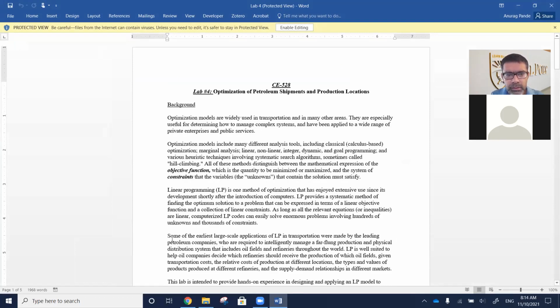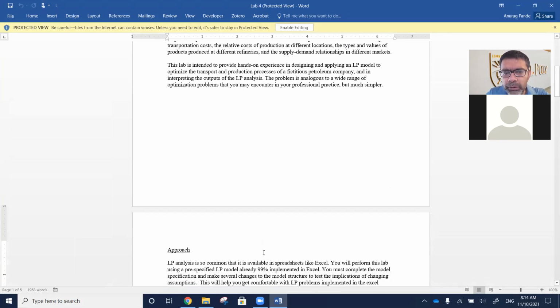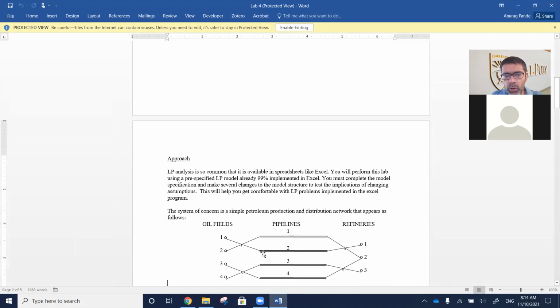And some of the earliest large-scale applications of linear programming in transportation were made by the leading oil companies who wanted to intelligently manage a far-flung operation and physical distribution system that included oil fields and refineries. So what they needed to do was get that petroleum product from the oil fields to the refineries, and they had pipelines, and we wanted to figure out how much stuff should go from the oil fields to the refineries, and how much product should be pushed out on each of these refineries. Okay.